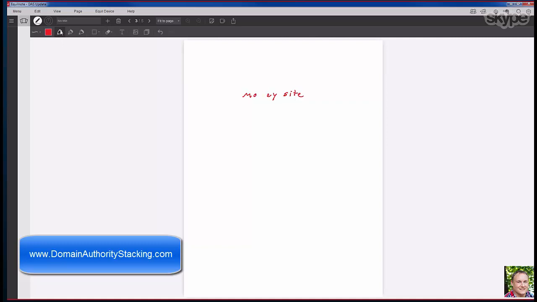Okay, so money site, and this is an example of your tiered linking. And what not to do, by the way, right? Tiered linking still can be effective, but it's not the same as DAS. That's the main distinction you want to make. I'll show you what the difference is. This is an example of tiered linking. So you'll have the money site, and then your tier one.